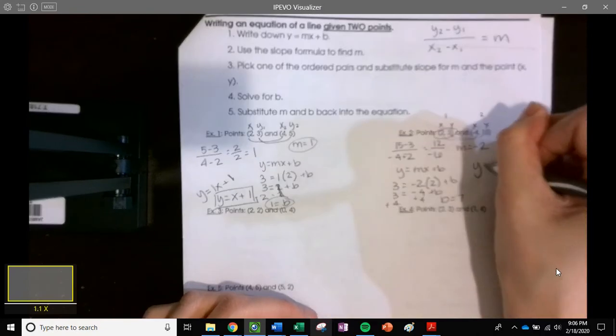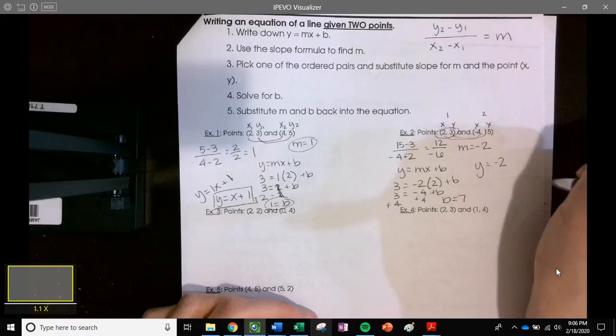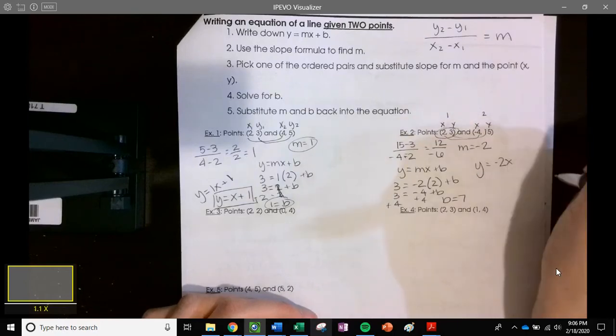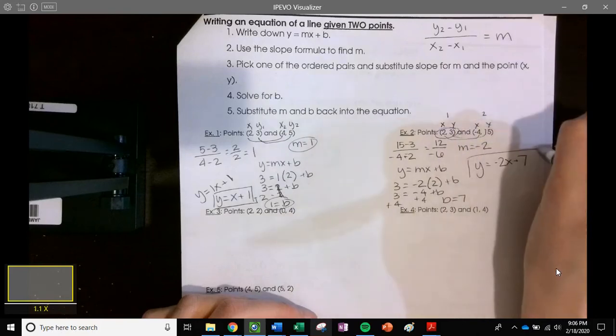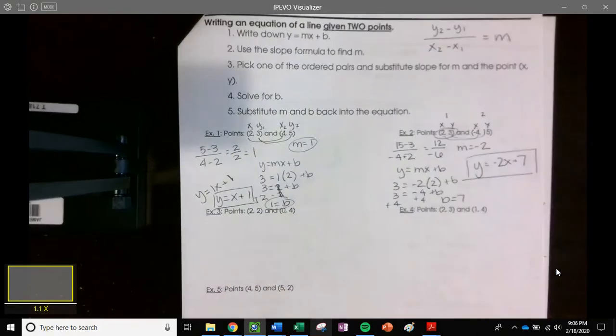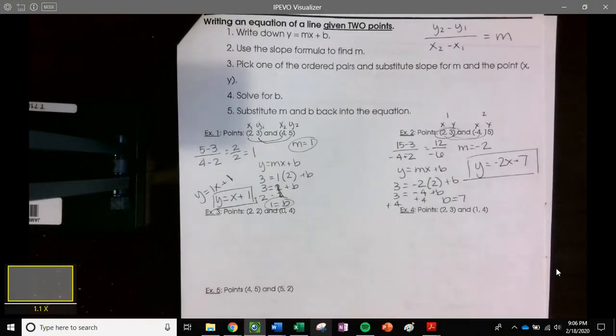Write y as a variable, fill in the m value that you know, write x as a variable, fill in the b value that you know. M and b are the only two known values in these equations. You're writing x, you're writing y, and then m will be a number and b will be a number.